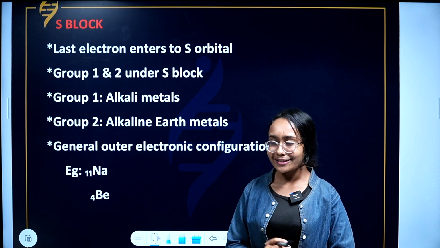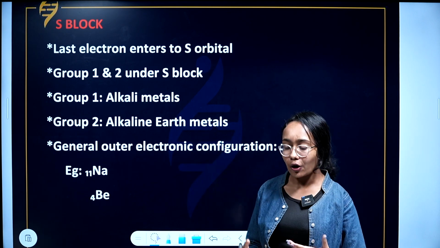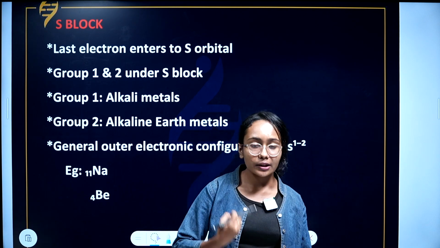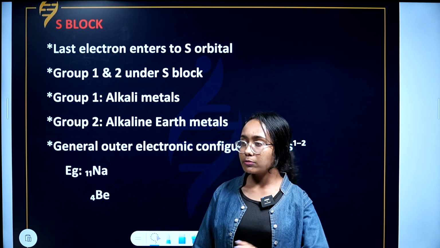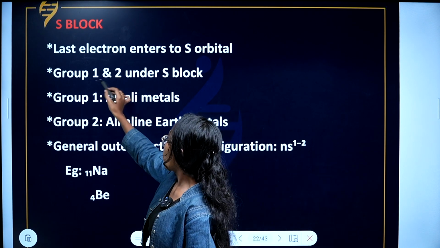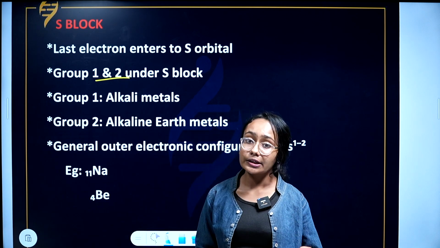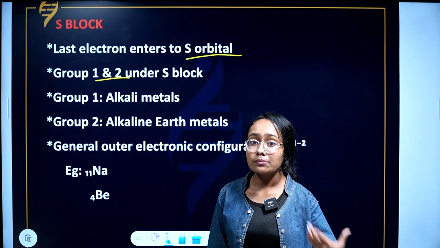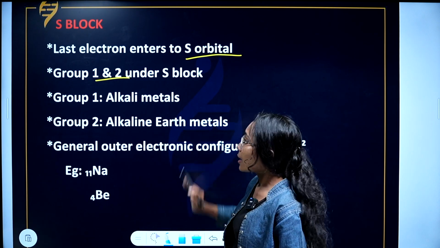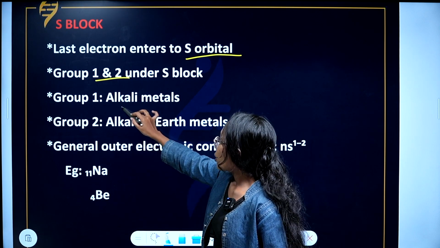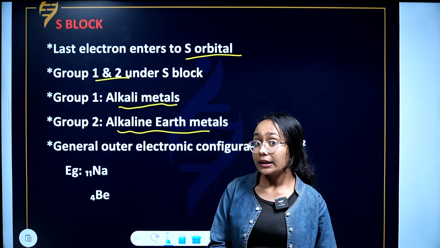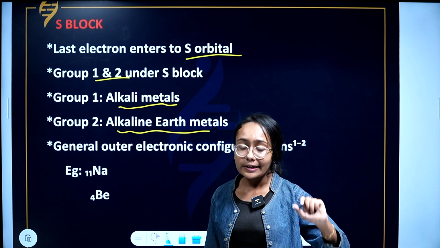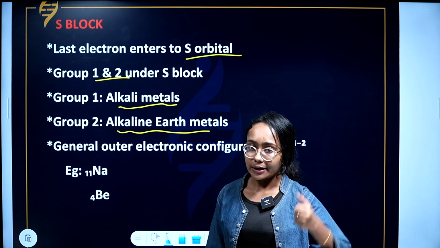So shall we start? S block. As I already mentioned, we have 4 blocks in the periodic table: the S block, the P block, the D block, and the F block. The S block involves groups 1 and 2. The last electron enters the S subshell, the S orbital, hence they are called the S block elements. Group 1 are called alkali metals, and group 2 are called alkaline earth metals.